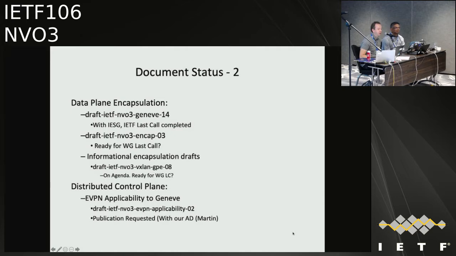We also, in addition to our standards track encapsulation, had some informational encapsulation drafts. These were some of the other options that were considered by the working group. The only one that's actually alive at the moment is VXLAN GPE, and that's on the agenda today. What we originally said was once we had sent Geneve to the IESG, we would consider last calling the other encapsulations as informational documents. So like I say, that's on the agenda today.